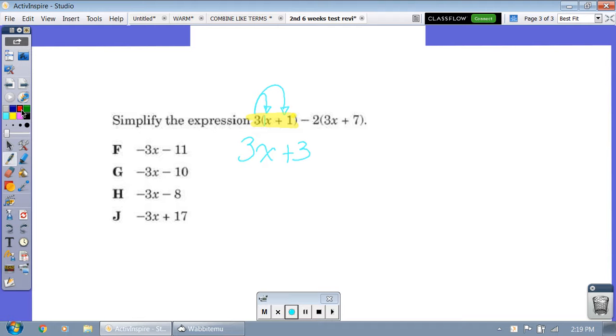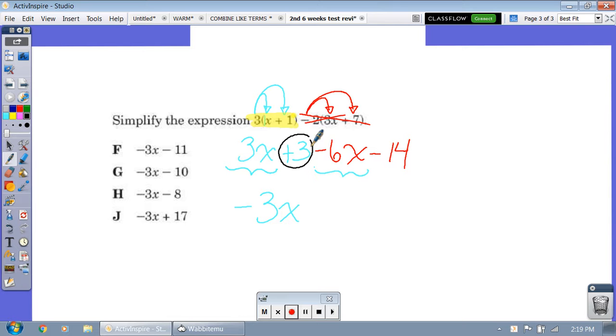Now let's distribute this one over here. This negative 2. Negative 2 times 3x is negative 6x. And one more. Negative 2 times positive 7 is going to give you negative 14. So now we're done with this. Our parentheses are gone. Let's combine our like terms. Let's look at our x's. I have positive 3x minus 6x. That's going to give me negative 3x. Now let's look at our numbers. Positive 3 minus 14 gives me negative 11. So let's match up our answer. Our answer is F.